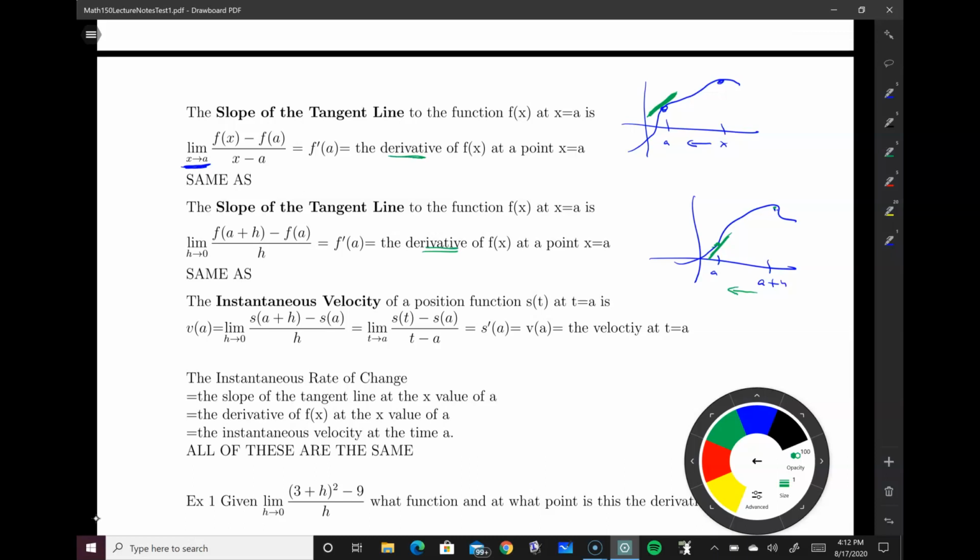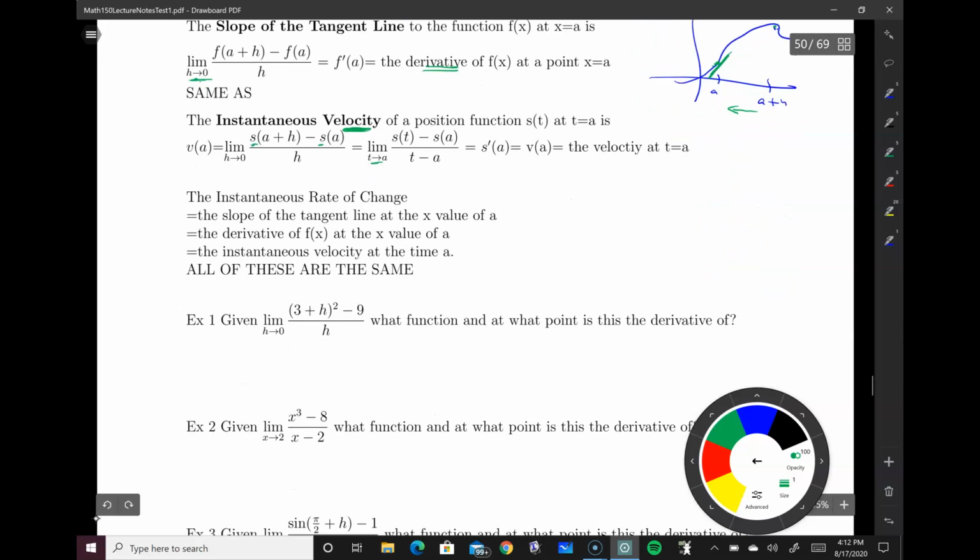And whether we're using the definition with h going to 0, or using the definition without h with x going to a. So I have two different definitions, and I have the application of it calling velocity if I change the function name to s, and I use t's instead of x's. So all of these things mean the same thing. The derivative, the slope of the tangent line, instantaneous velocity.